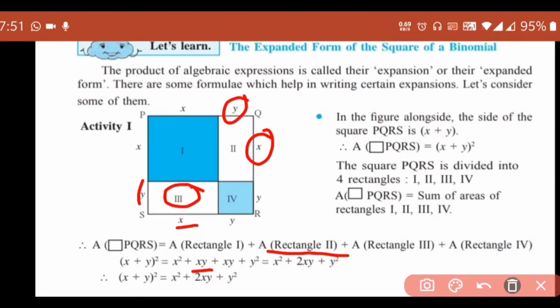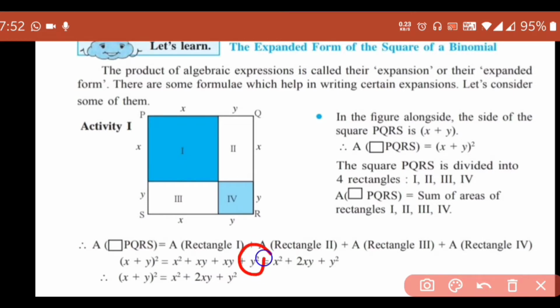So area of rectangle 1 is x square, area of rectangle 2 is x into y, and area of rectangle 3 is also x into y, because it is a rectangle. And area of rectangle 4, as it is a square, we apply the side square formula. It will be y square. So what will we get? x square, y square as it is, but the middle 2 terms are like terms, xy. So we get 2 into xy. So (x plus y) whole square will be equal to x square plus 2xy plus y square.